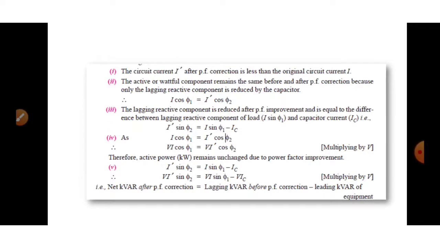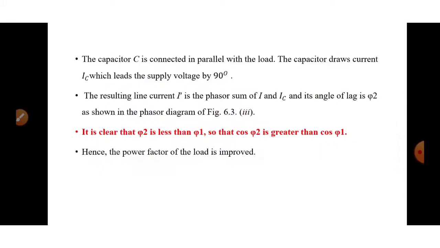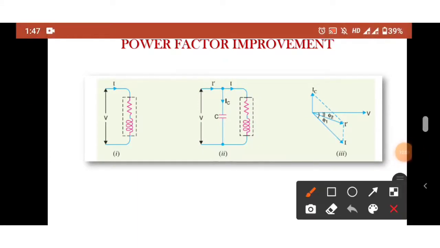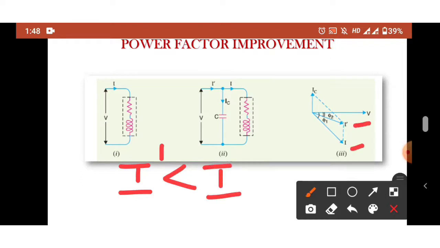Now, let us study some equations obtained from that phasor diagram. So, from this phasor diagram, it is clear that the current I dash, that is the net current I dash, is lesser than I. From this phasor diagram, it is clear I dash is lesser than I.